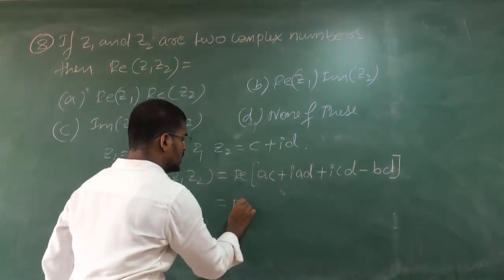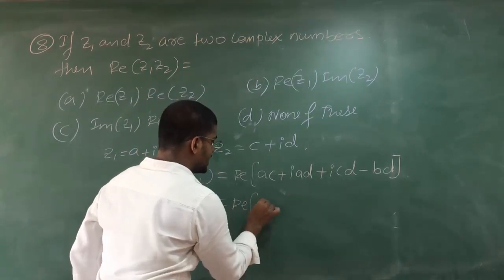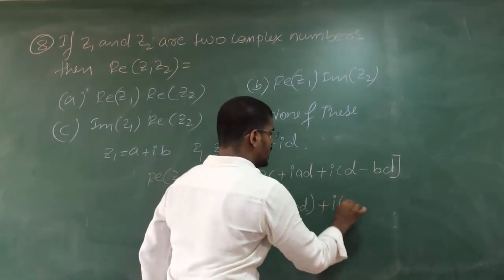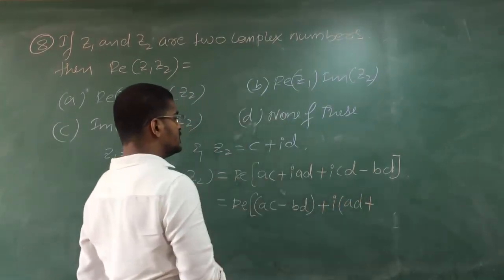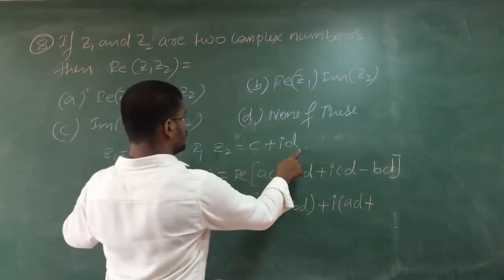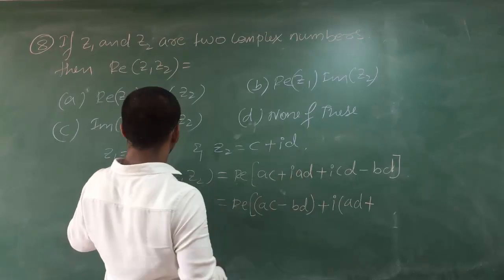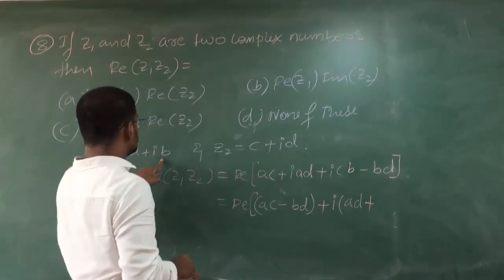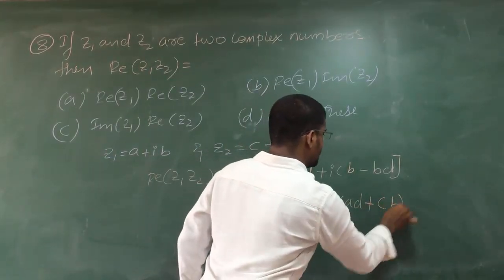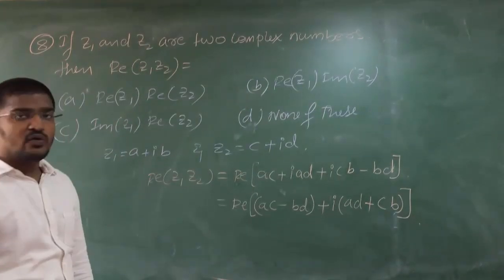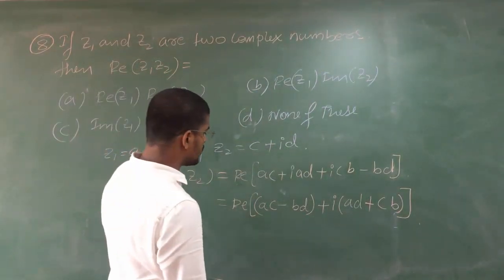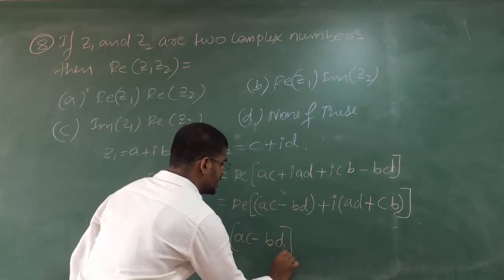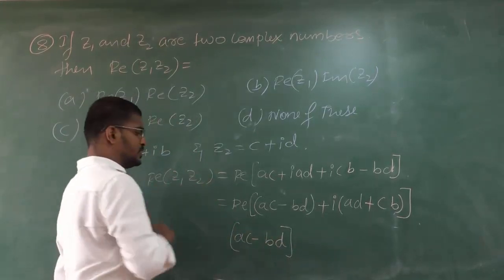So this is equal to the real part of, I can write it as, ac minus bd plus i into ad plus cb. That is a into d, and next, this is c into ib. Clear? So that is ad plus cb. You are going to have this term. So now the real part of this is ac minus bd. This is the real part of this particular Z1 into Z2.